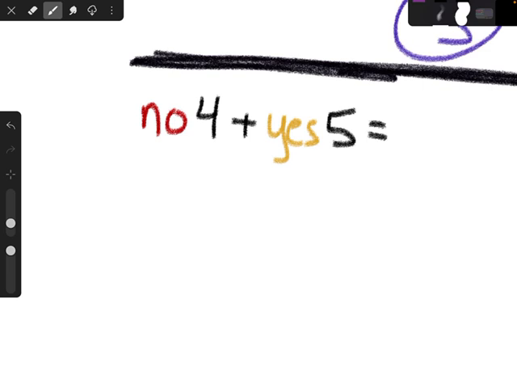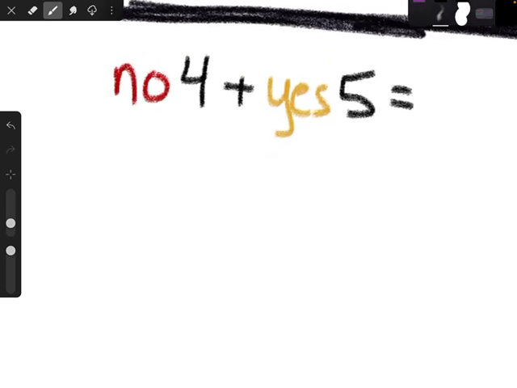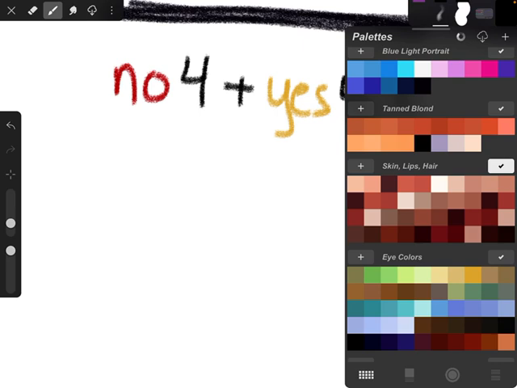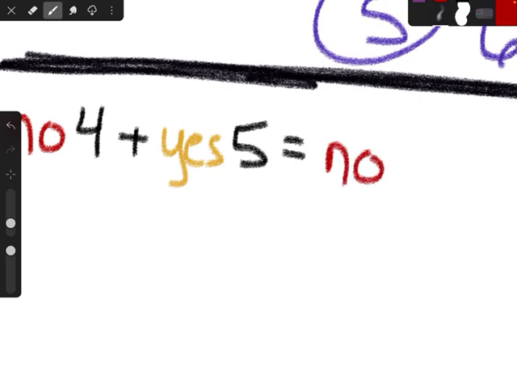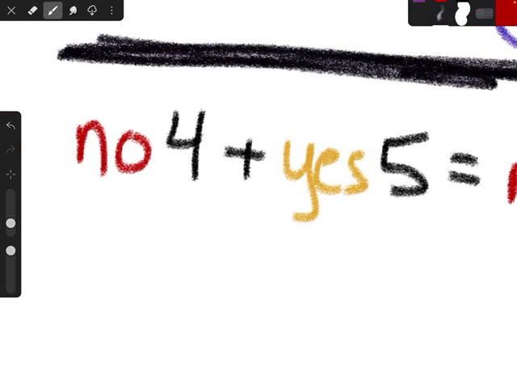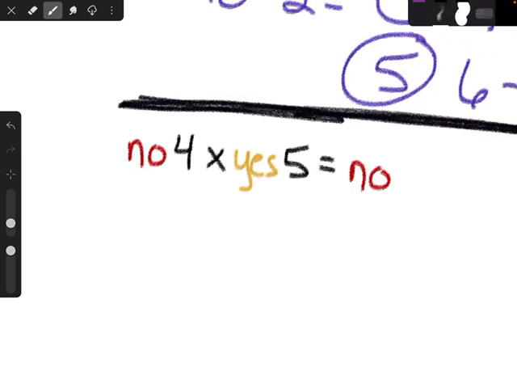What does that equal, guys? It equals, and I don't know, right? It's conflicting messages still, right? No, yes. Which one is it? I don't know. So it's a bad sign, right? No and yes. You're so confused. You don't know what to do. You don't know where to go. So the answer is no, right? If it's a negative plus a positive, it's going to be a negative. Wait, this is supposed to be a multiplication sign. That's the only way that this makes sense. There we go. A negative times a positive is a negative.